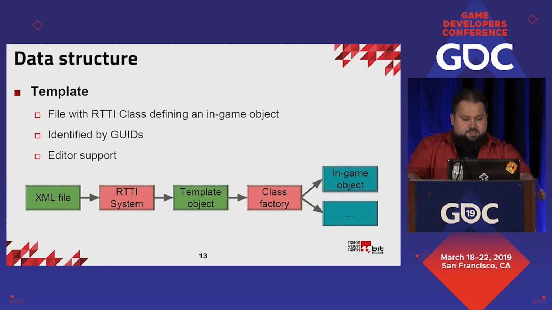So the pipeline during the game load goes like that. We start with an XML file, then our RTTI system creates a template object in memory, and then class factory creates instances of in-game objects. Pretty straightforward.